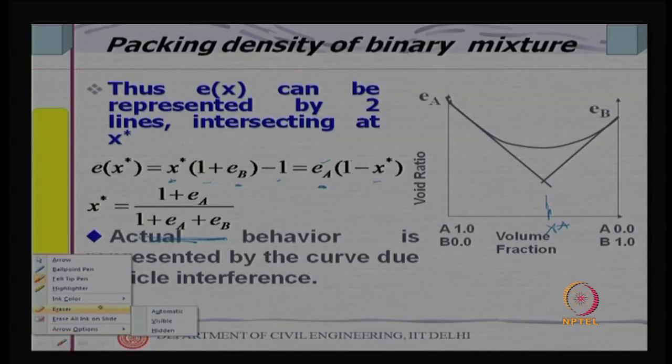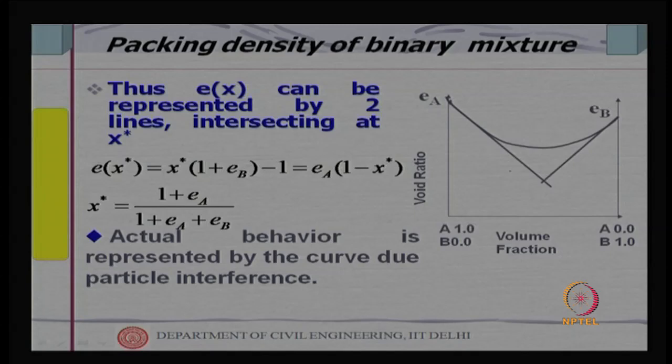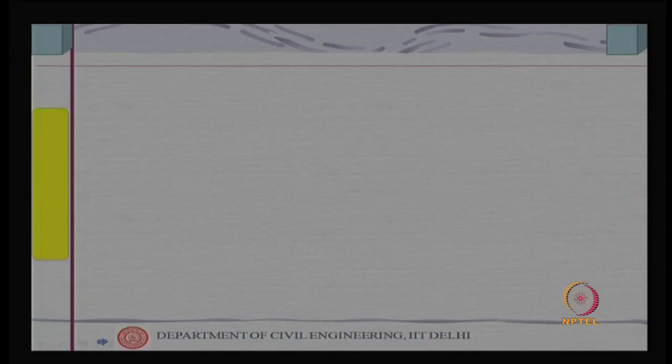The actual behavior is represented by the curve because of particle interference. But the point I am trying to make is that proportion is important, size ratio is important, and obviously you should have more than one size. So, if you take two sizes, packing density improves, that is, void ratio will reduce, but the amount of reduction of the void ratio depends upon the proportion. So proportion is important, obviously size ratio is also important, and shape we have seen earlier.